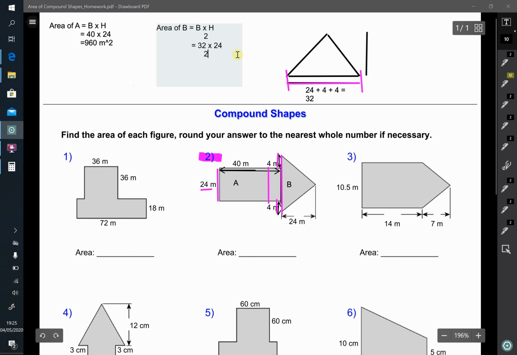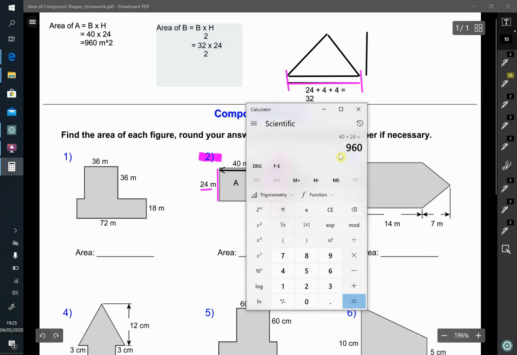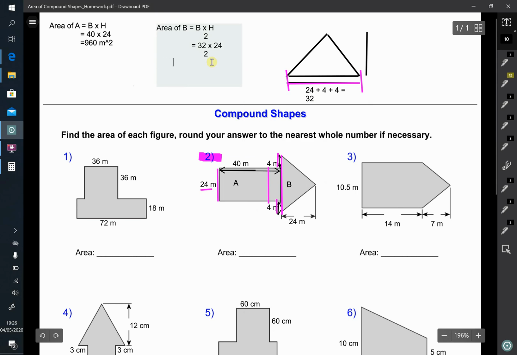Right, 32 times 24 divided by 2, and I'm going to do it on the calculator so that we hurry up a little bit and we do it correctly. 32 times 24, like I make you do in class. Someone work it out. Divided by 2. And it is 384, girls. So the final answer over here, area of B equals 384 meters squared. But have I finished? No.